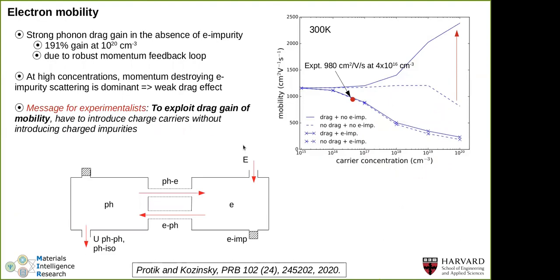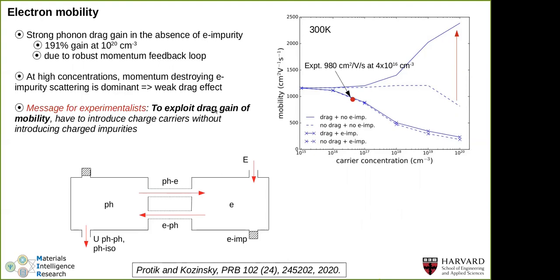For time restriction, I'll just look at two. First, the electron mobility. We see that there is strong phonon drag gain in the absence of electron impurity scattering. So there is this 191% drag gain for the 10 to the 20 per centimeter cube doping. This happens because of this robust momentum feedback loop that happens between these phonon and electron systems.